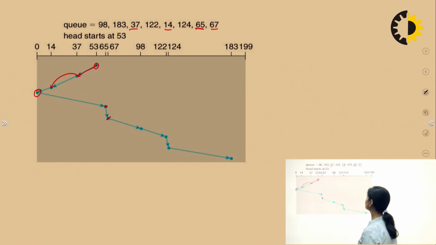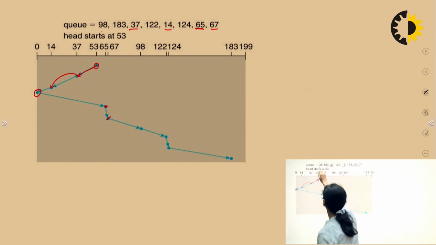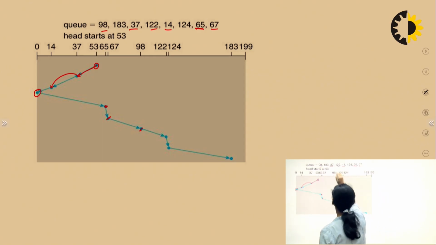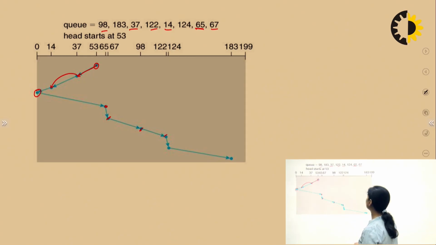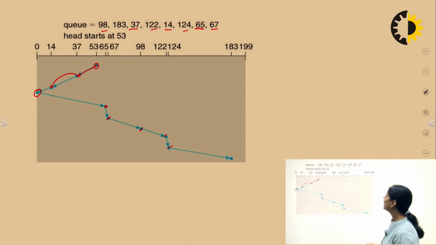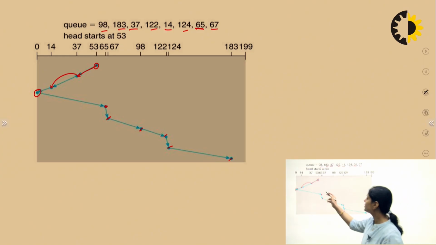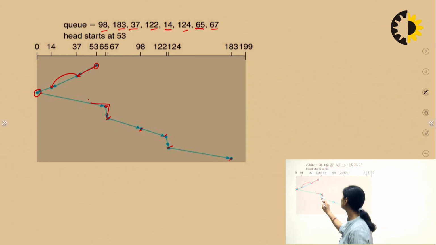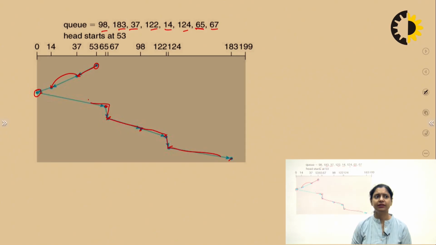Then from 65, it traversed to 67. From 67, it will traverse to 98. 98 to 122. From 122 to 124 will be traversed. And finally, the value 183 will be traversed over here. So what is happening? It is first traversing towards the left, traversing all the values towards the lower end side. And as it moves towards the higher end side, it looks like an elevator like this.